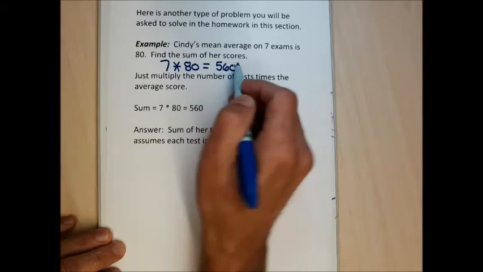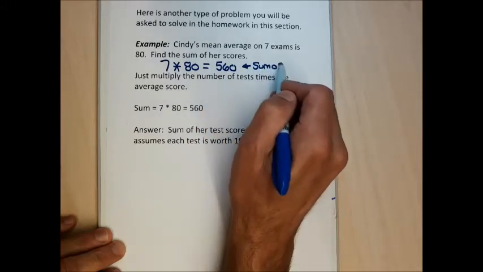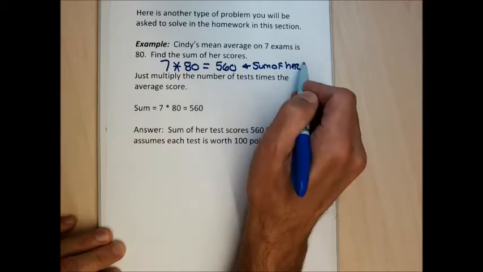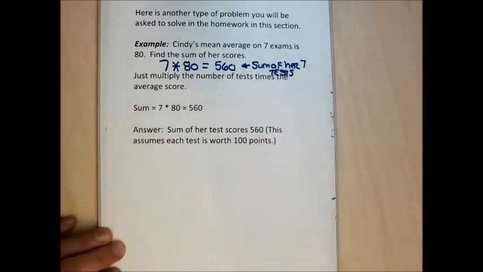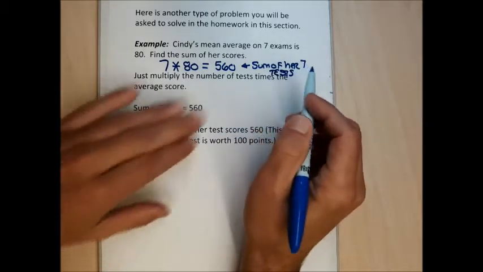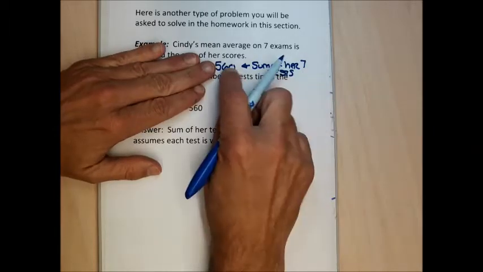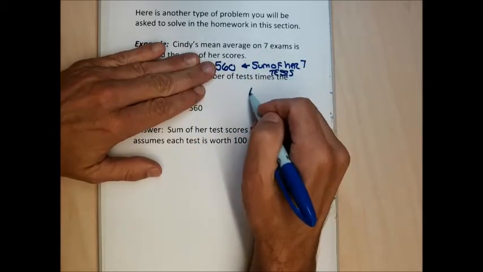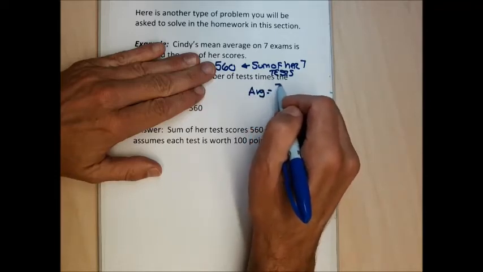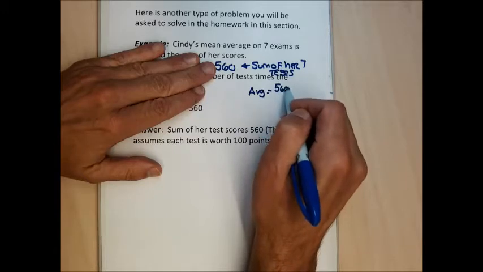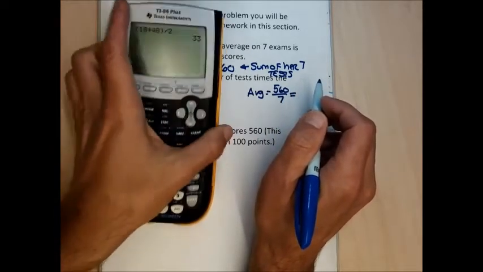So the sum of Cindy's scores would be 560. This is because if I told you she scored 560 points on 7 tests, to find her average grade you'd go 560 divided by 7. So her average score would be the sum of her scores, which in this case is 560, divided by the number of tests that she's taken, and 560 divided by 7 is 80.